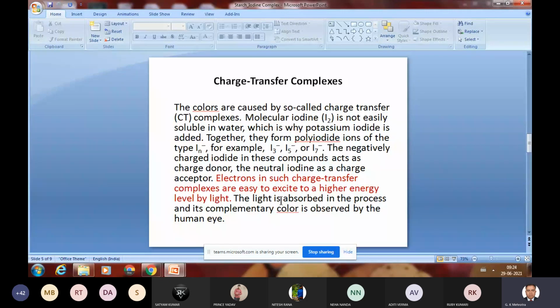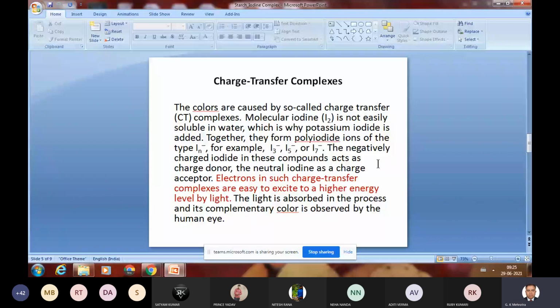The colors are caused by so-called charge transfer complexes. Molecular iodine is not readily soluble in water, which is why potassium iodide is added. Together, they form polyiodide ions of the type In minus, for example, I3 minus, I5 minus, I7 minus, etc. So it is a linear chain of iodide ions in different molecular atomic combinations.